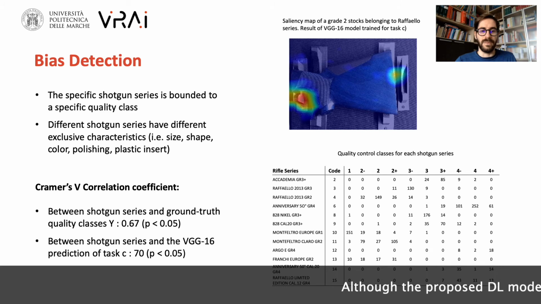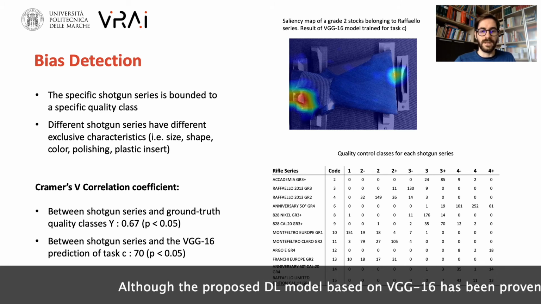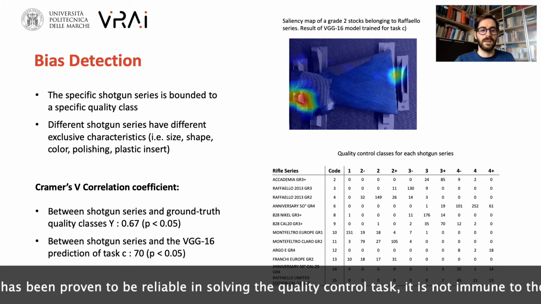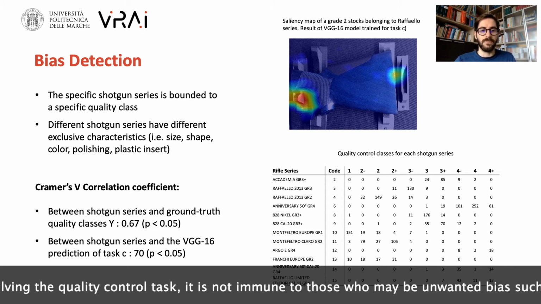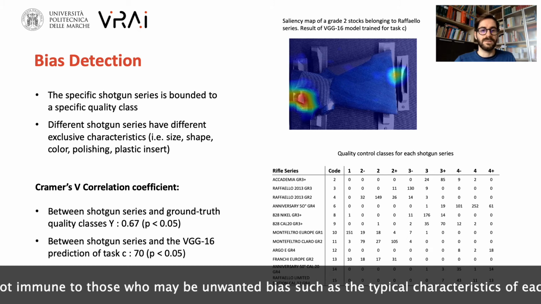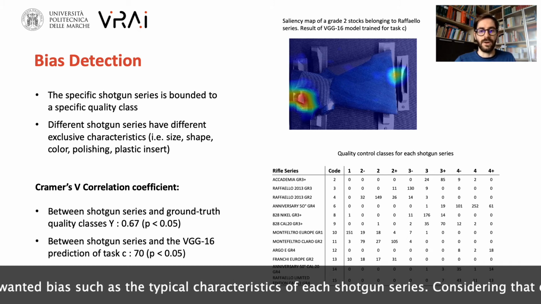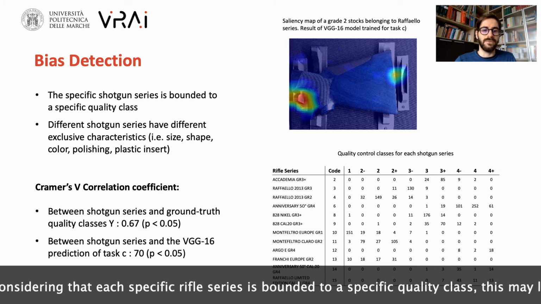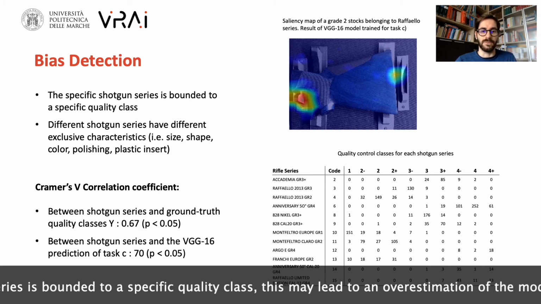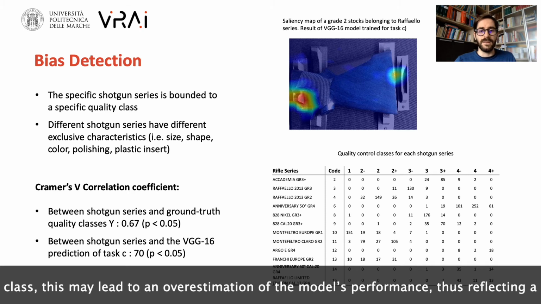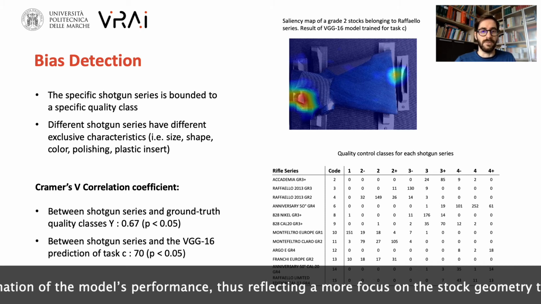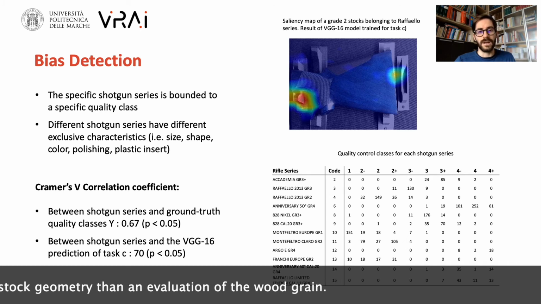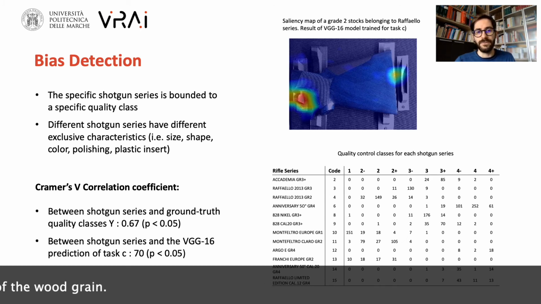Although the proposed deep learning model based on VGG16 has been proven to be reliable in solving the quality control task, it is not immune to unwanted bias, such as the typical characteristic of each shotgun series. Considering that each specific rifle series is bound to a specific quality class, this may lead to an overestimation of the model's performance, thus reflecting more focus on the stock geometry than an evaluation of the wood grain.